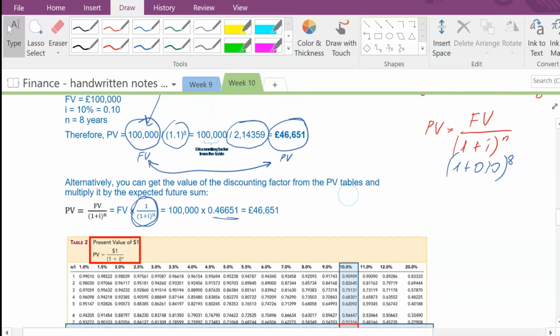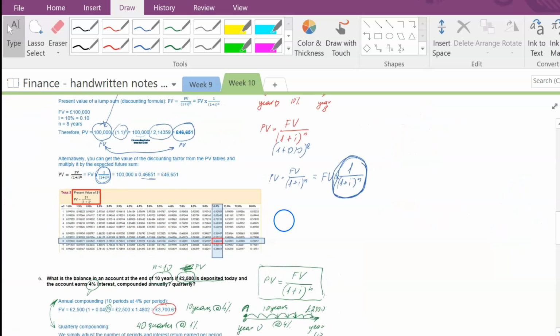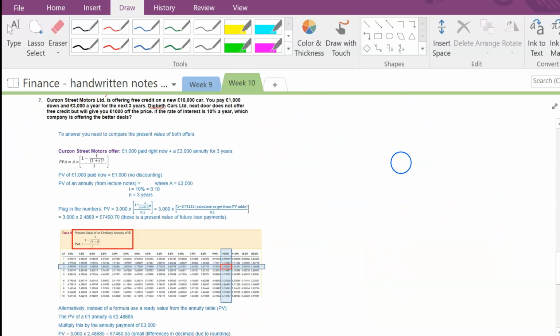Have a look. The original formula, present value, is future value divided by 1 plus interest rate raised to power n, which actually means that we take future value and multiply it by 1 divided by this specific denominator. And this value can be found in a table, which means that we can then multiply future value by this specific number. Okay? Let's do exercise 7, because I think these are quite interesting.